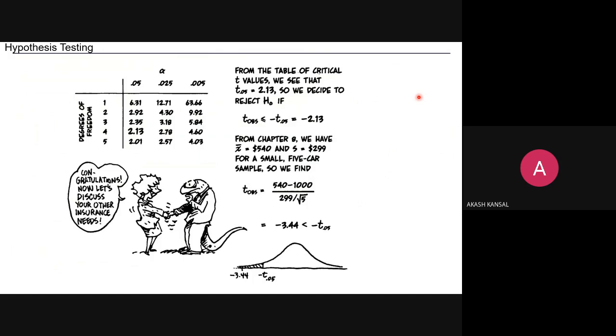And we had earlier seen, probably you can assume these values, that x bar is 540 and the standard deviation of the sample is 299. So what they do is put it into the formula for the test statistic, and the test statistic becomes 540 minus 1000, where 1000 is the mean they have taken in the null hypothesis, divided by s by root n, right? So they get minus 3.44. Now this value is lesser than t obs, minus t 0.05. What does it mean? That you reject the null hypothesis.